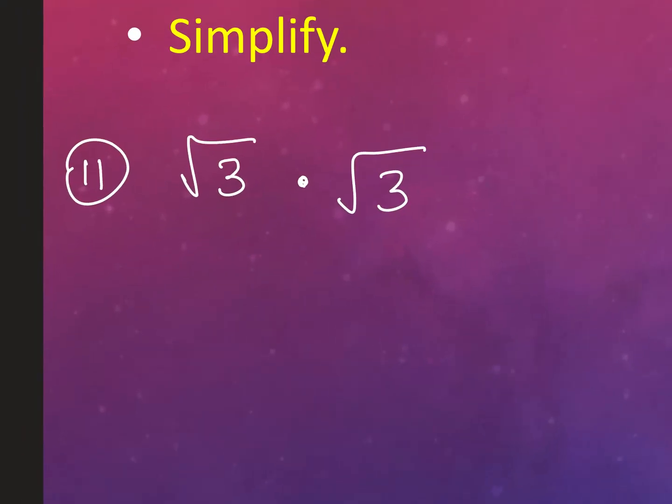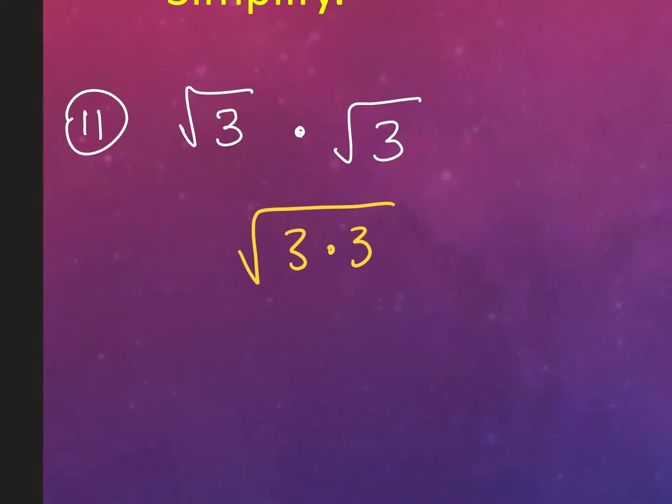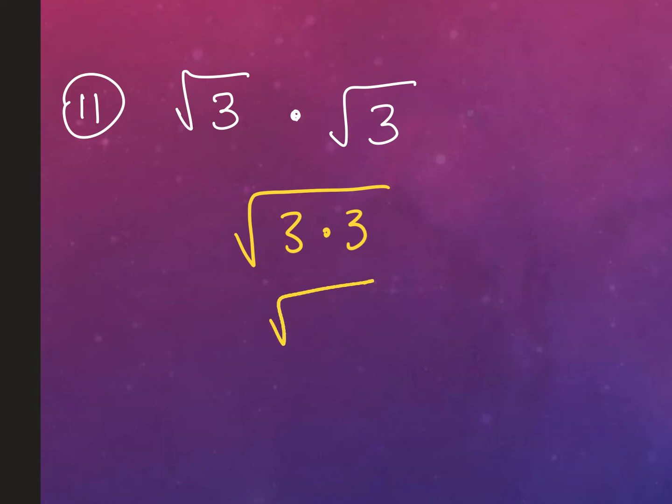So whenever we're multiplying two radicals and we have the same index, so it's the same radical, all right, so we can combine the two numbers under the radical together. So this is like saying the square root of 3 times 3. So we just put them under the same radical. And what is 3 times 3? 9. And what's the square root of 9? 3. Awesome. Any questions there?